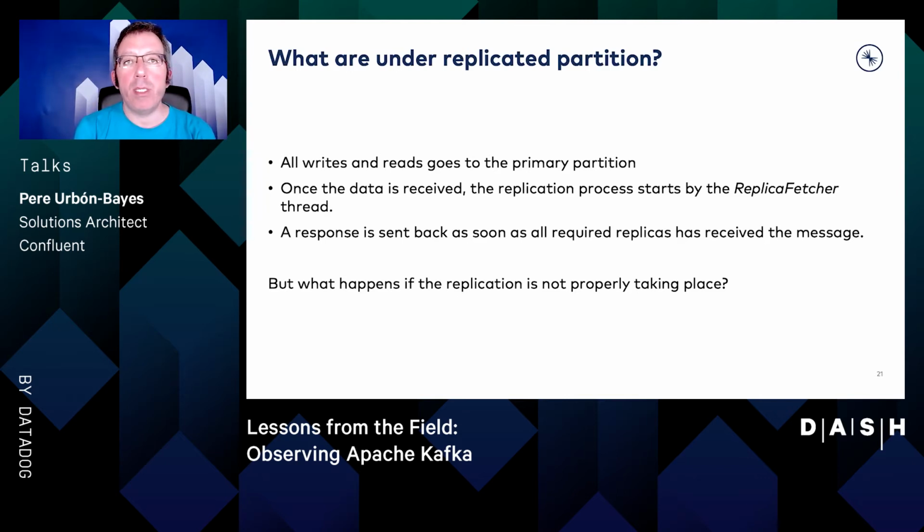Once the data is received, the replication process starts by the replica fetcher thread. So you receive the data, and then this thread that we spoke about earlier gets all the data back to the different replicas. And a response is sent back as soon as all required replicas have replied to the message. But what happens if something goes wrong here?